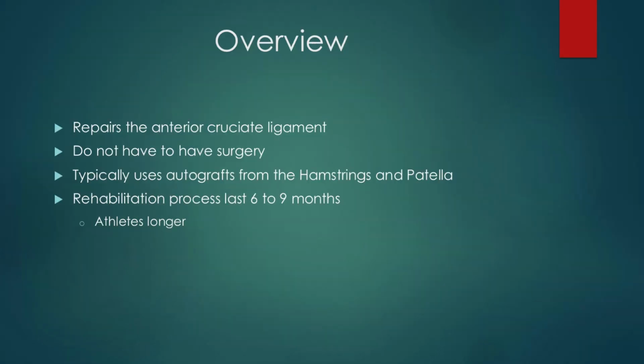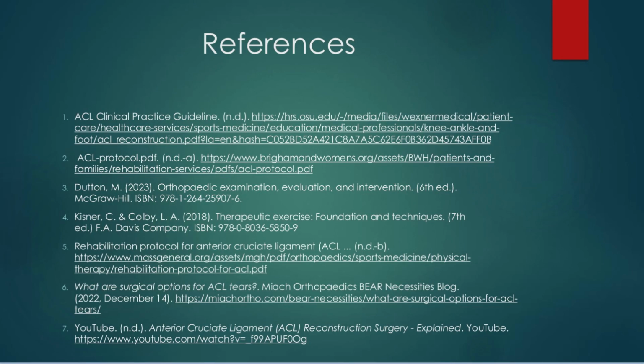So for a short overview, this surgery is a repair of the ACL. You do not always have to have the surgery, because certain treatment can work if you catch it early enough, and it also depends on the grade of tear that you have. Typically autografts from the hamstrings and patella are used, and the rehab process lasts about 6 to 9 months, with athletes having a longer rehab than people in regular daily life. These are our references.